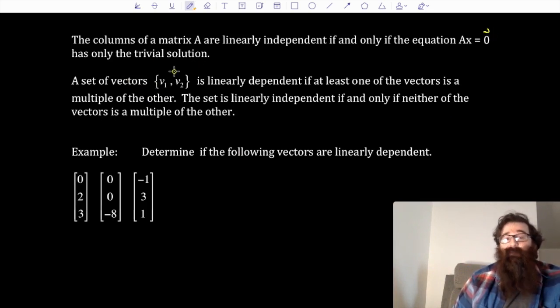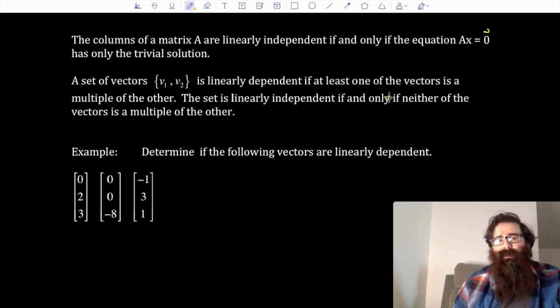And if I'm just talking about 2 vectors, it's actually a very quick conversation. A set of 2 vectors, v sub 1 and v sub 2, is linearly dependent if at least one of the vectors is a multiple of the other. The set is linearly independent if and only if neither of the vectors is a multiple of the other. So with a set of 2 vectors, it's actually kind of quick to determine whether or not they're an independent or a dependent set.